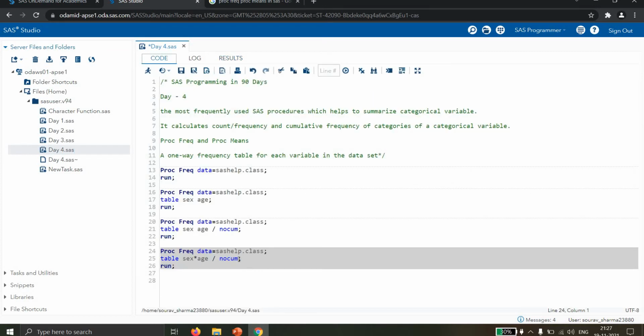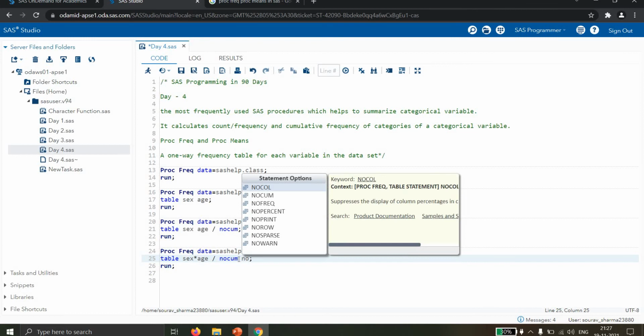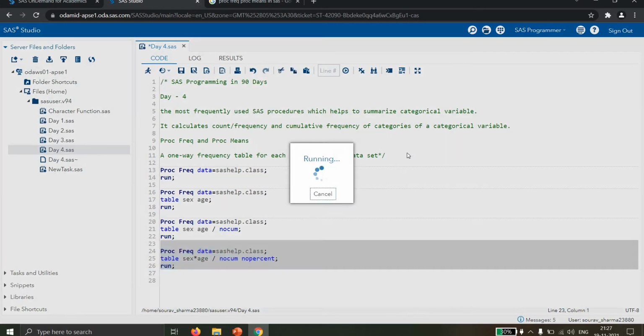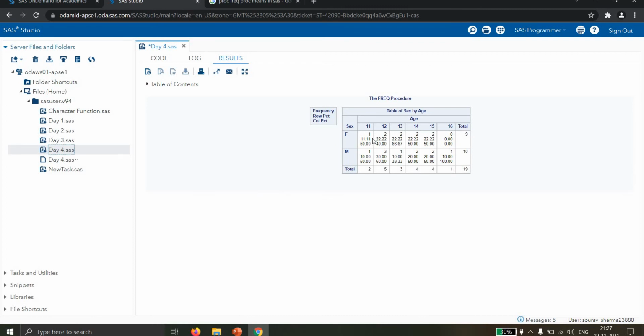So now if you are not looking for the percentage, you can write no percent. Let's suppose I write no percent. Now you can see here we have the exact output, let's suppose for 11 we have 1, for 12 we have 2. So now it also gives the exact counts.